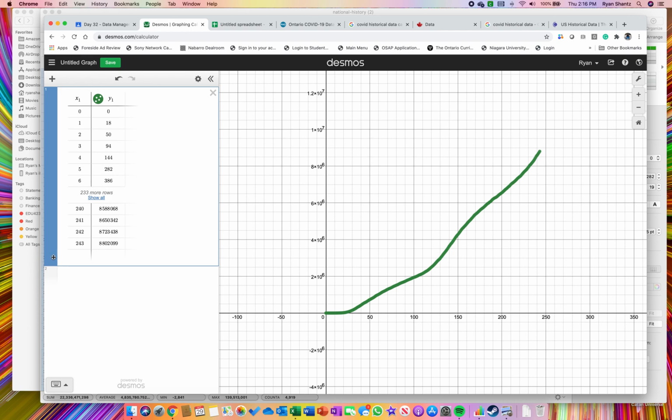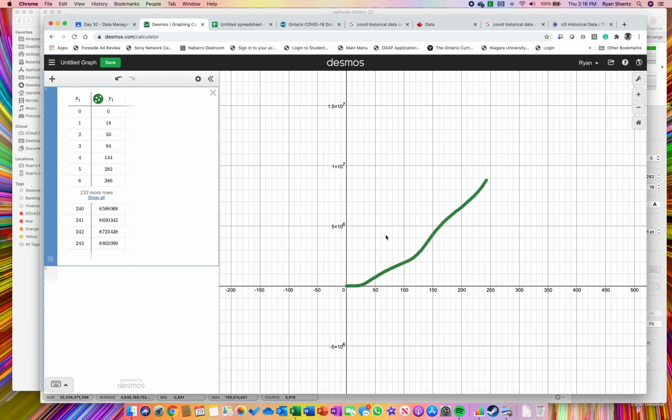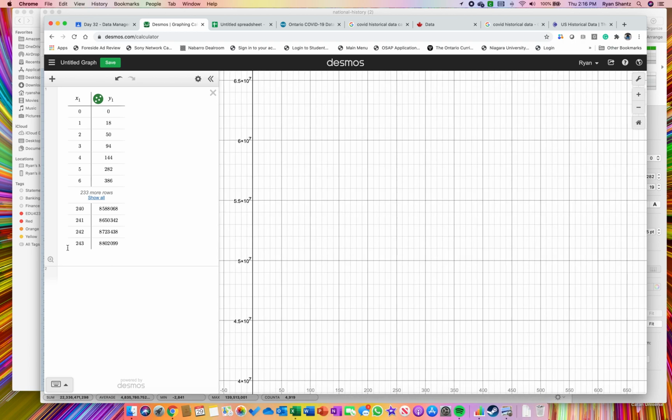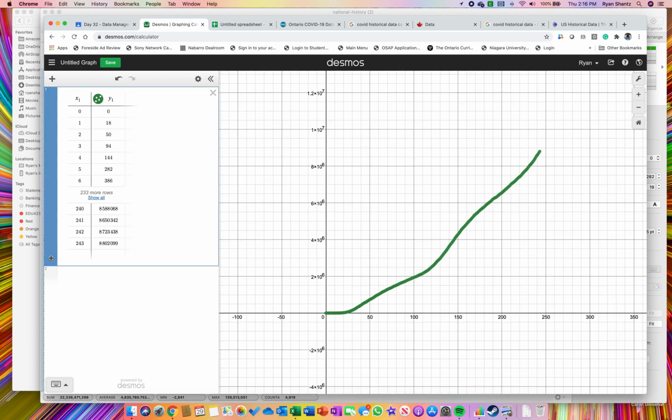Sometimes there'll be a plus button here where you can zoom in and zoom out. So if I move this up like so, and then I click this plus button, it's going to zoom me back down to my data. Awesome.